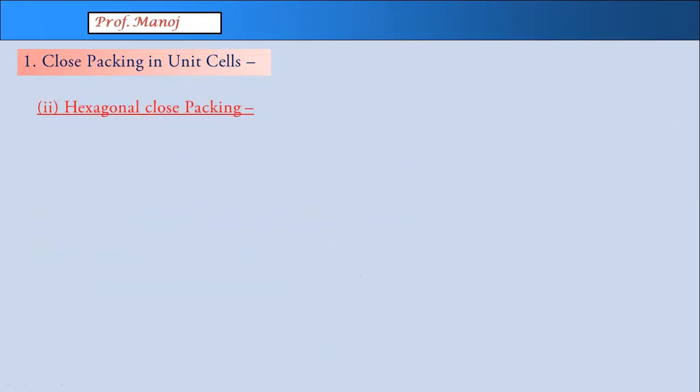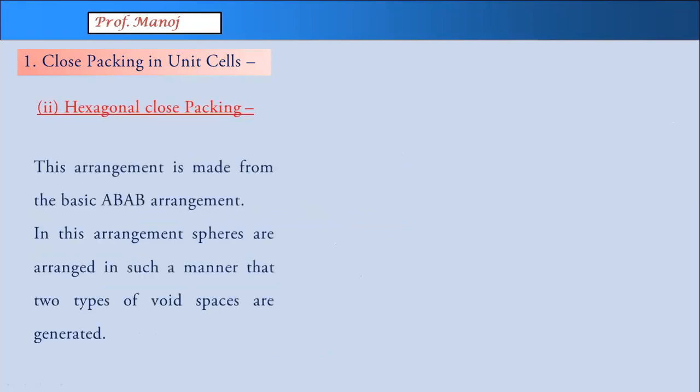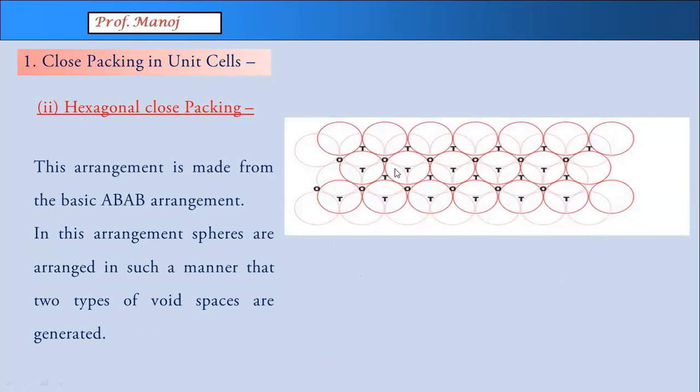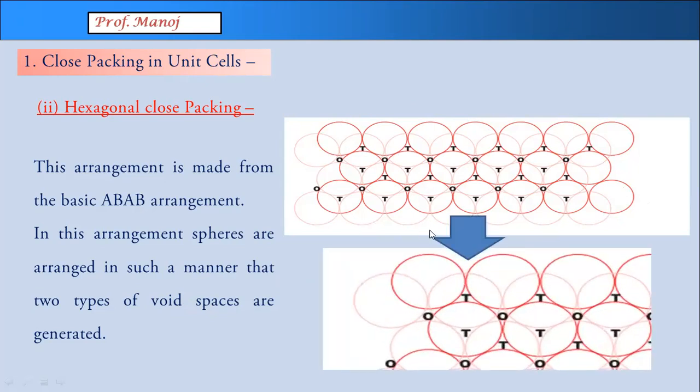Let us now go for hexagonal close pack. Hexagonal close pack we know is obtained from this ABAB arrangement. Now, if you see this one, ABAB arrangement, you will see we have marked something called T and O over here. Now, observe this very carefully. This is what we call the void spaces, empty spaces. Observe this part in a little magnified view. Where you see T, just observe that carefully, inside the circle, and O is outside.